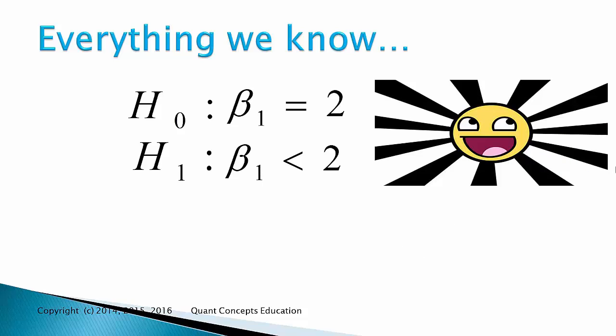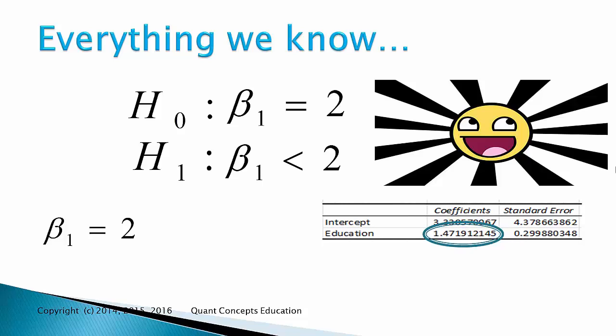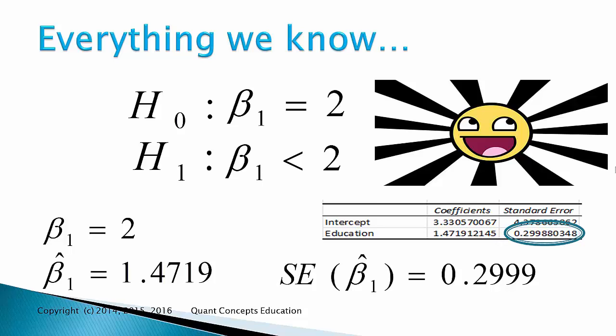Time to write down all the information provided to us. Remember that the null hypothesis is assumed true until proven otherwise. Looking at the null hypothesis, we assume the population beta 1 is equal to 2 until proven otherwise. If we look at the Excel output, you'll see that the estimated sample beta 1 is equal to 1.4719. So beta 1 hat is equal to 1.4719. The standard error is also given to us in the sample regression output. So we write this down.